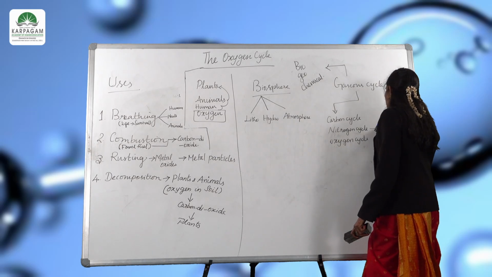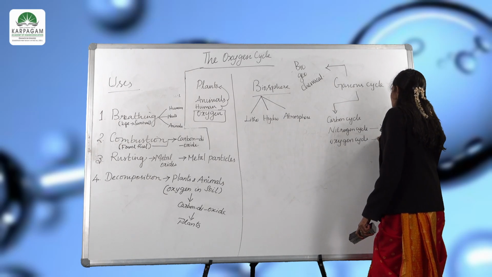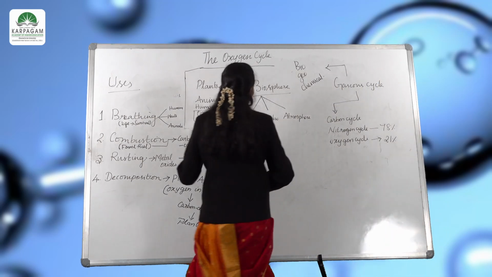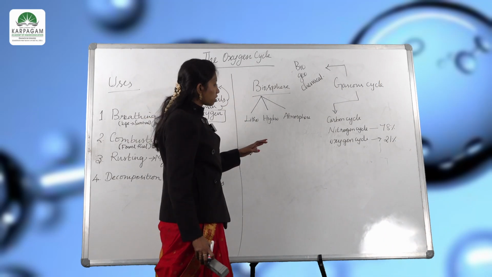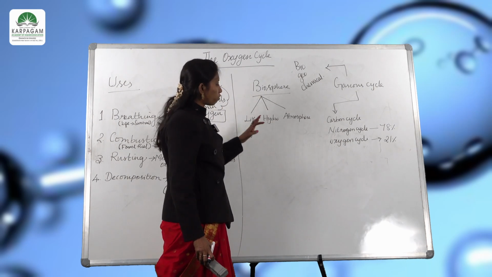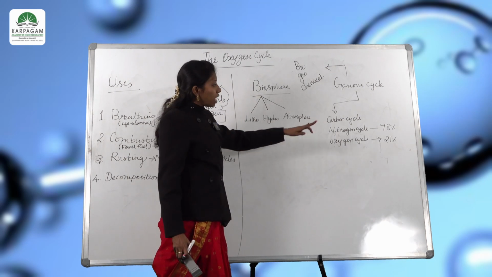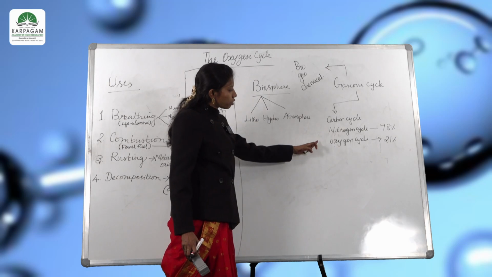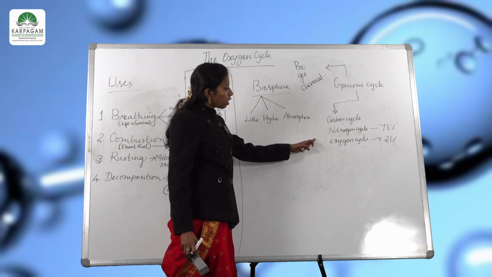And we know that this is occupied by 78% and this is occupied by 21%. So, this is how the module has been wound up, that is about all the natural resources, and we have focused on three major natural resources, and these three cycles are responsible for the survival of life on the earth.